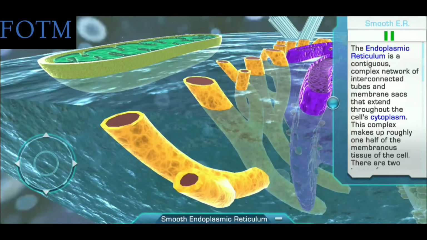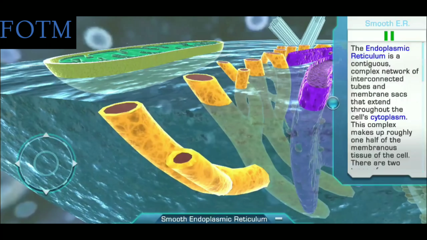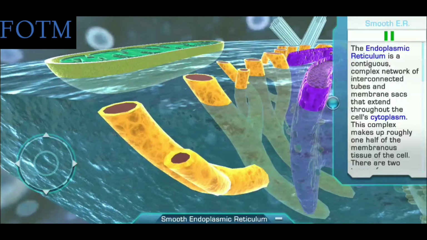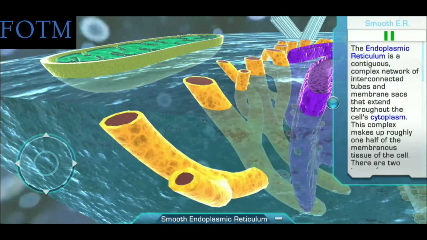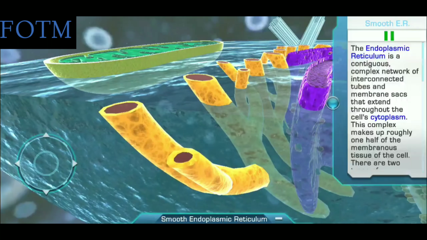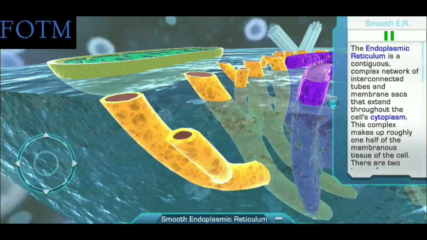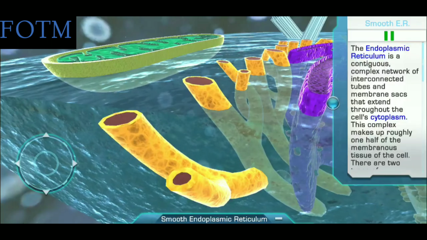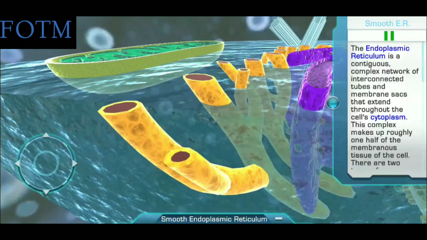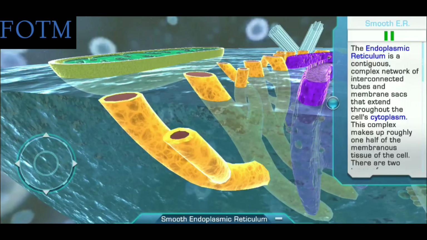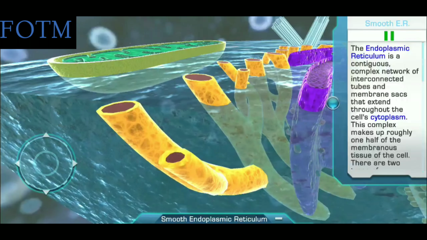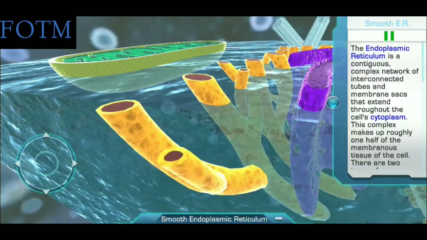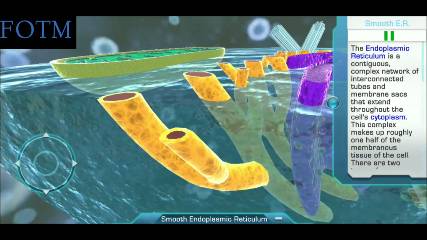The endoplasmic reticulum is a contiguous complex network of interconnected tubes and membrane sacs that extend through the cell's cytoplasm. This complex makes up roughly 1/2 of the membranous tissue of the cell. There are 2 types of endoplasmic reticulum, the rough and the smooth. The smooth endoplasmic reticulum, or smooth ER, gets its name from the fact that it lacks the surface ribosomes of the rough ER, and thus has a smooth appearance.